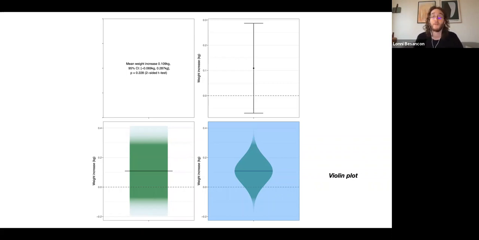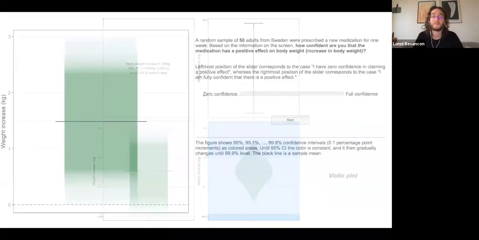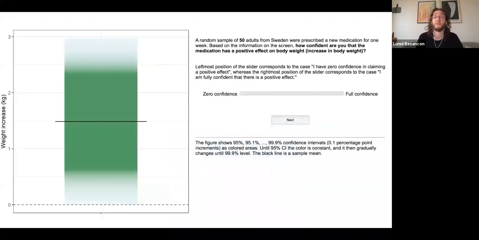So we just thought, okay, if we make this line between the 95% confidence interval a little bit fuzzier, then people might eventually be less certain about what they're describing, which could be a good thing. And so we sent out an experiment to people with the following instructions. So a random sample of 50 adults from Sweden were prescribed a drug. And based on the information that we showed on the screen, we asked them how confident they were that the medication had a positive effect on body weight.